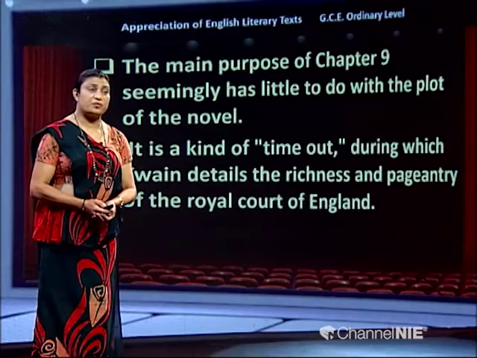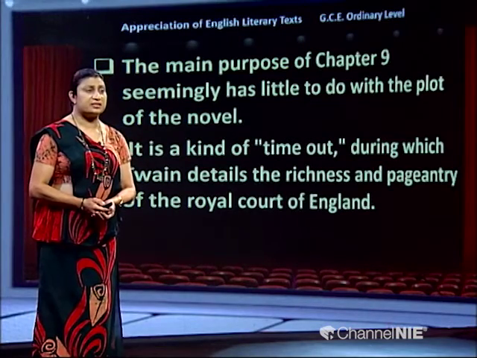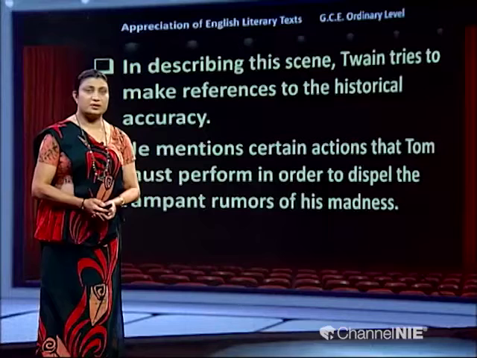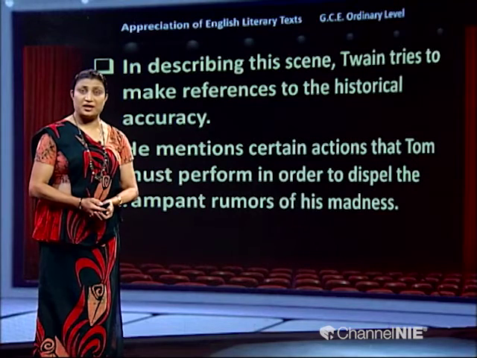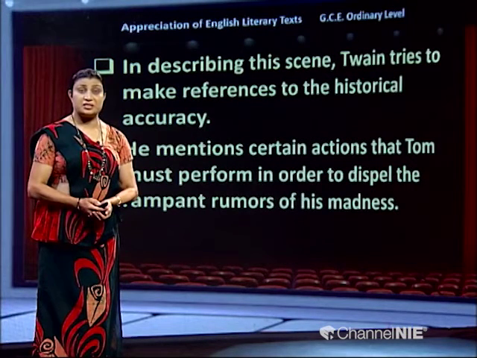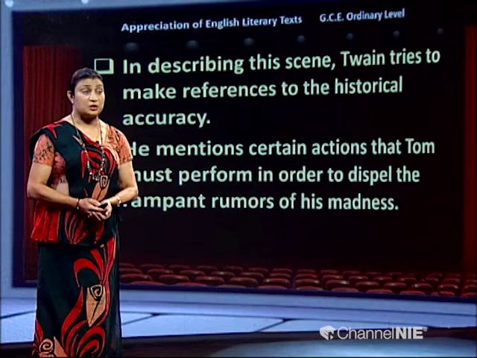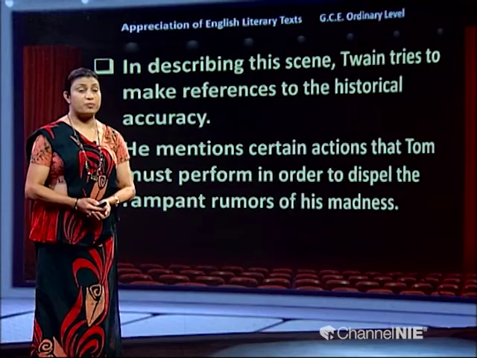The main purpose of chapter 9 seemingly has little to do with the plot of the novel. There you don't find much development of the plot. But what is the aim of Twain here? It is a kind of timeout during which Twain details the richness and pageantry of the royal court of England. In describing this scene, Twain tries to make references to the historical accuracy. He mentions certain actions that Tom must perform in order to dispel the rampant rumors of his madness.